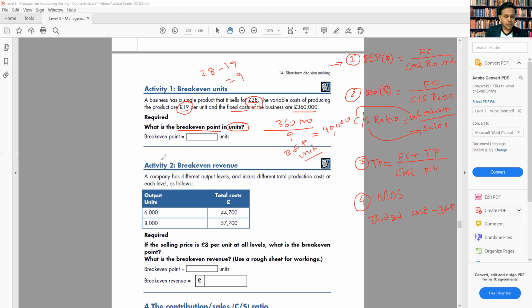All right, let's move to the next one, activity 2. This time we are doing break-even revenue, so we have to multiply with the selling price. We need to know how much is the value. So let's have a look.